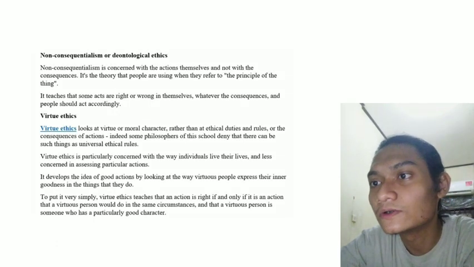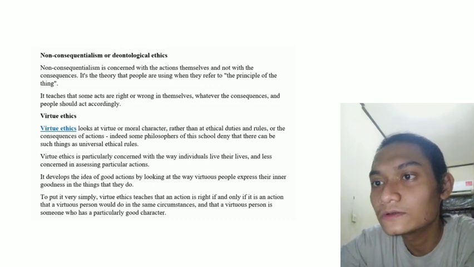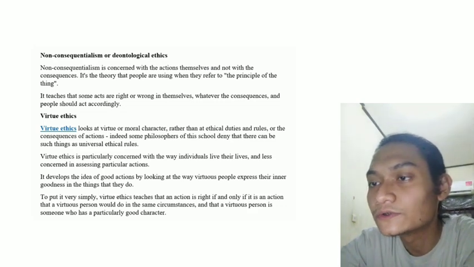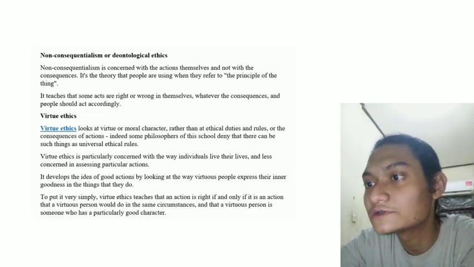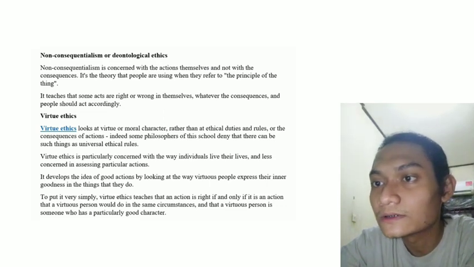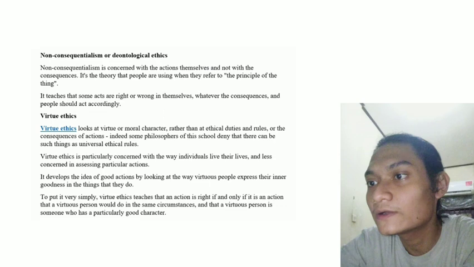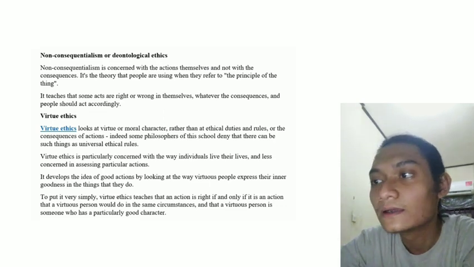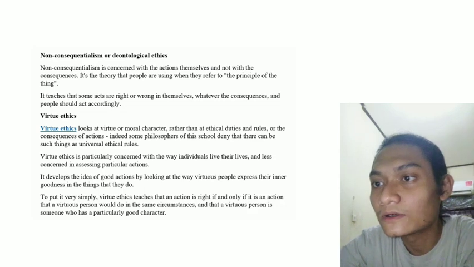Non-consequentialism, or deontological ethics. Non-consequentialism is concerned with the actions themselves and not with the consequences. It is the theory that people are using when they refer to the principle of the thing. It holds that some acts are right or wrong in themselves, whatever the consequences, and people should act accordingly.